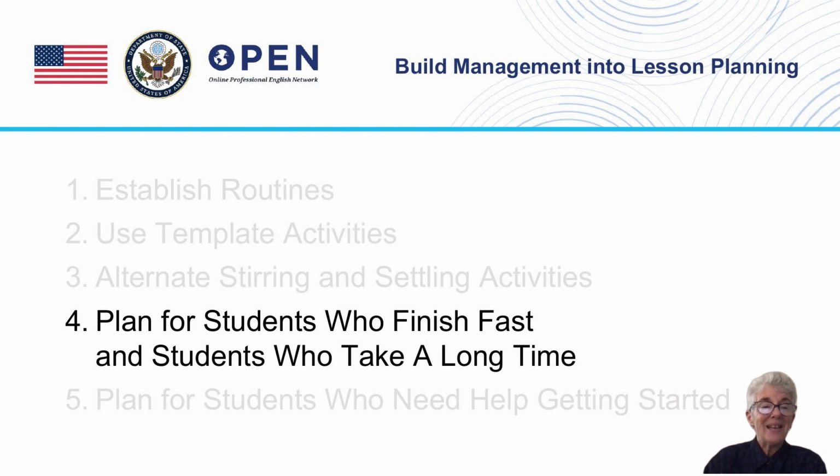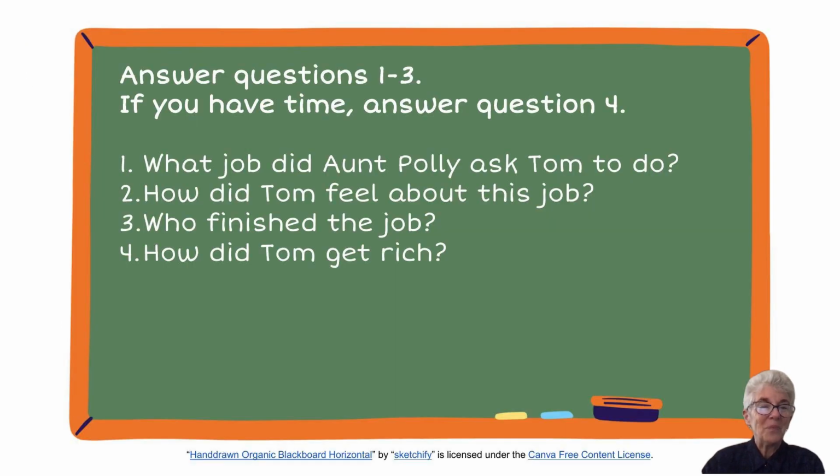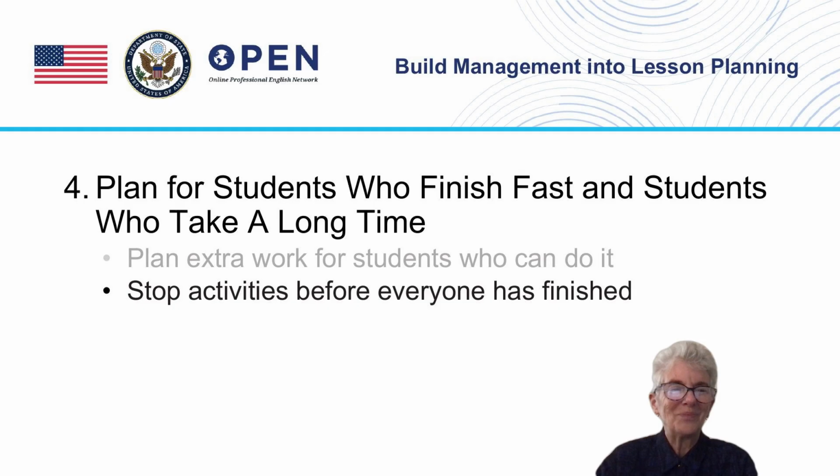Planning in advance can also take care of another management issue: timing. There will always be students who finish activities before their classmates. It's good to plan ahead to give those students more opportunities to improve their English. For example, after reading the chapter about Tom Sawyer getting the other boys to paint the fence for him, all students can answer the first three questions. But students who are better at English can answer a fourth question that requires more synthesis and critical thinking.